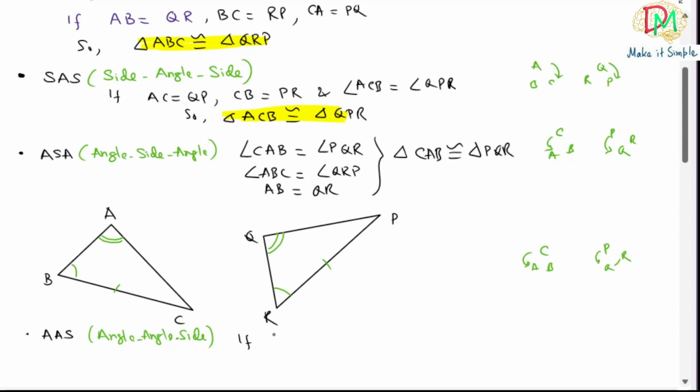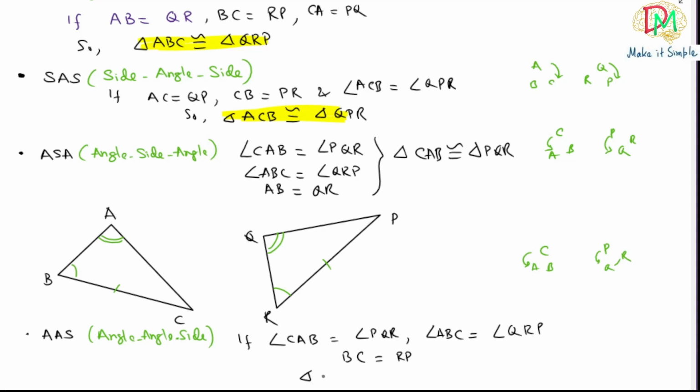From here we can write, if angle CAB is equal to angle PQR and angle ABC is equal to corresponding angle QRP and side BC is the corresponding side RP, then we can say triangle CAB is congruent to triangle PQR.